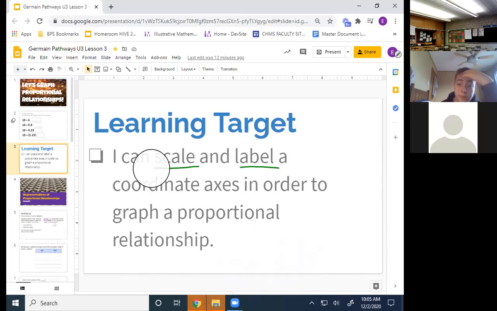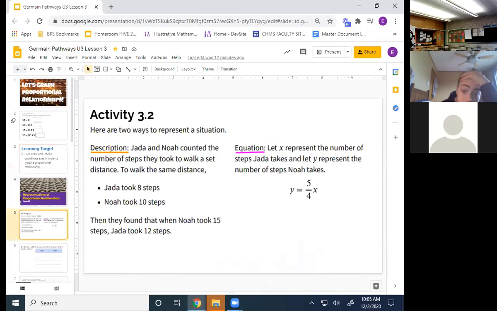You're going to be doing one in class with me, and you're going to be doing one independently at home today. Okay. So in your textbook, you're looking at 3.2. If you're looking at the slideshow, you're on slide number 5. And it says, here are 2 ways to represent a situation. We're given a description and we're given an equation. The description is basically like a story problem written out for you. An equation has our rate of change and our 2 variables here, x and y, okay?